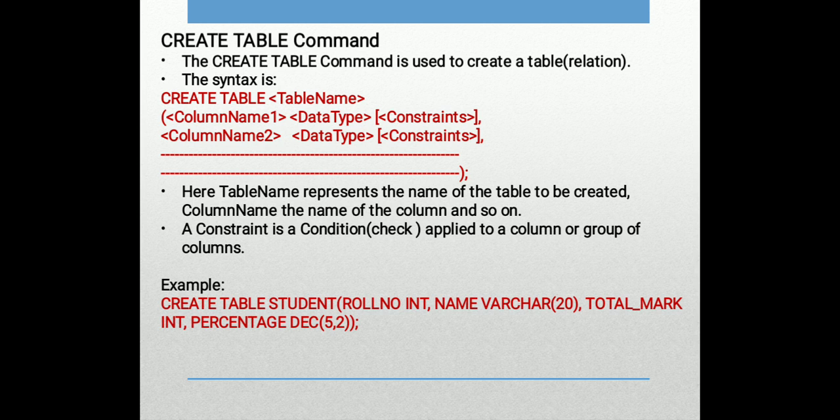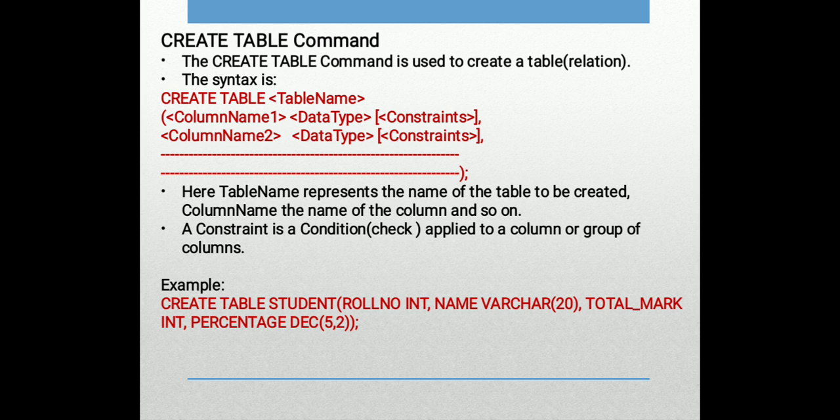An example: create table student, bracket open, roll number int, name varchar(20), total mark int, percentage DEC(5,2). In the last class we discussed the data types. So int, varchar(20), then again int, DEC(5,2). All are familiar data types.